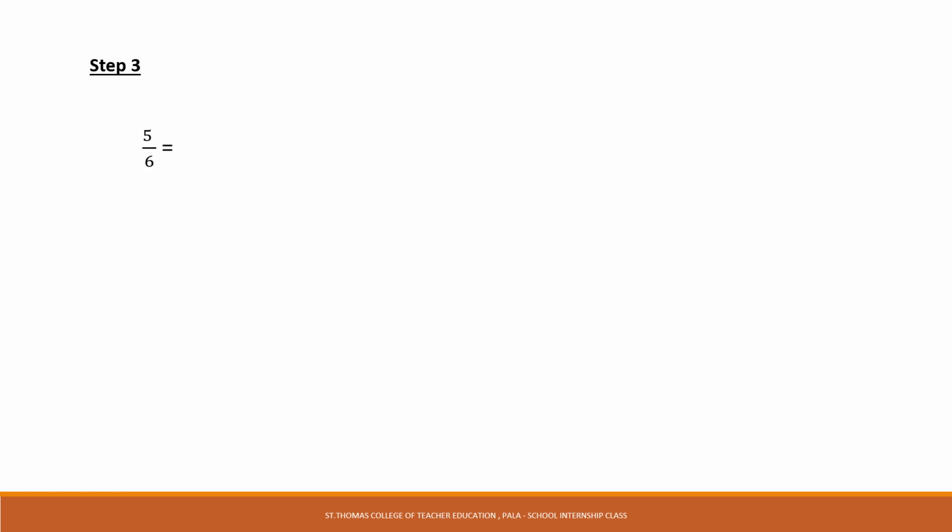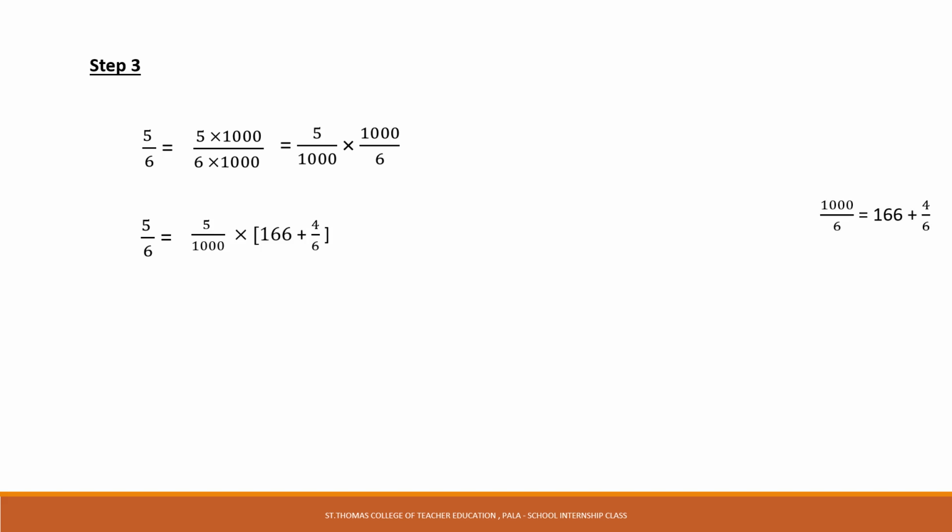Tell me. Yes, 5 by 6 multiplying with 1000 and splitting it as 5 by 1000 into 1000 by 6. Very good. What is the next step? Yes, writing 5 by 1000 as itself and splitting 1000 by 6 as 166 plus 4 by 6. I know you all know the reason. Okay, what is the next step?